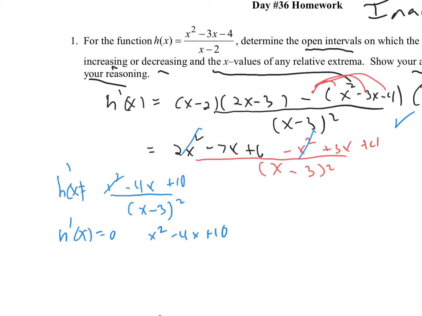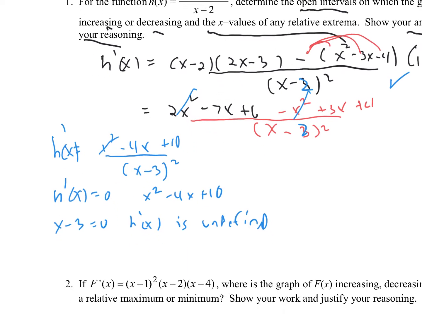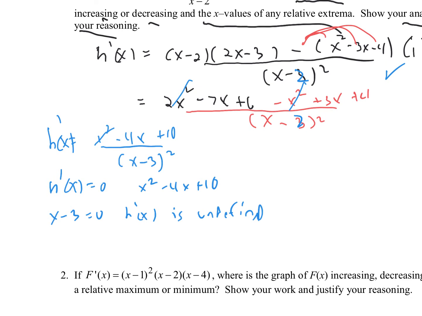But when the denominator is set equal to 0, that means h prime of x is undefined at x equals, is it a 3 or a 2? I wrote it wrong here. It's a 2. Thank you for somebody yelling at me, I'm sure it was.